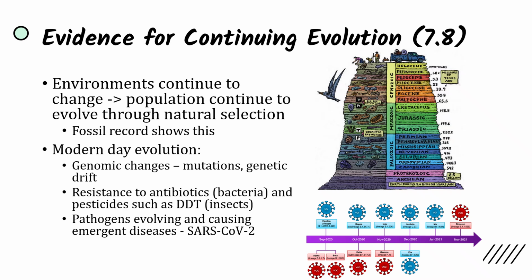We talked about resistance to antibiotics, and the same thing applies to pesticide resistance, such as DDT. We see direct observations of evolution happening in real time. And lastly, we have pathogens evolving and causing emergent diseases, such as SARS-CoV-2, which caused the COVID-19 pandemic. And even then, there are so many variants of it that mutated and evolved, and so we can see that evolution is continuing. It didn't just happen, it's still going on.